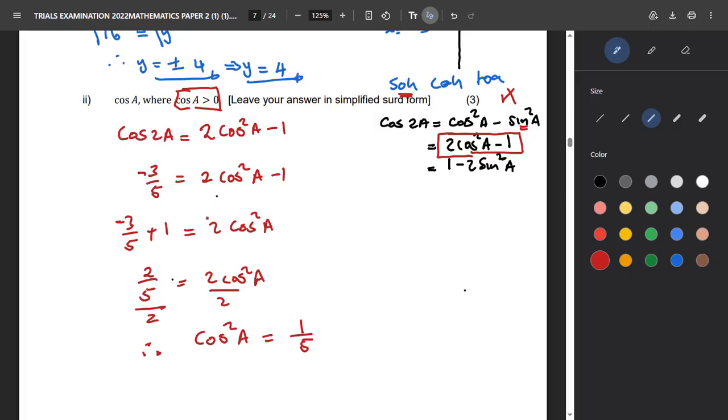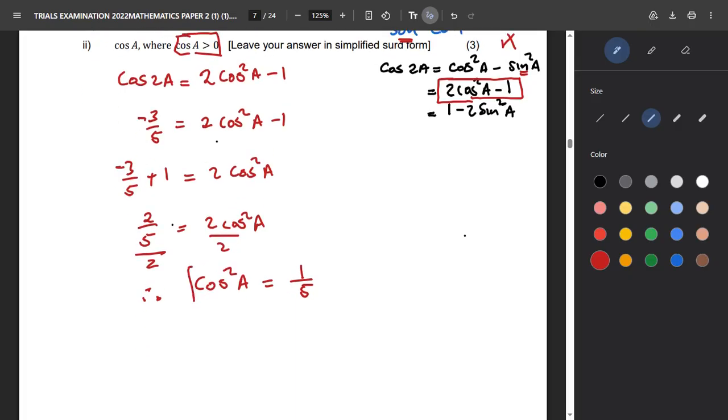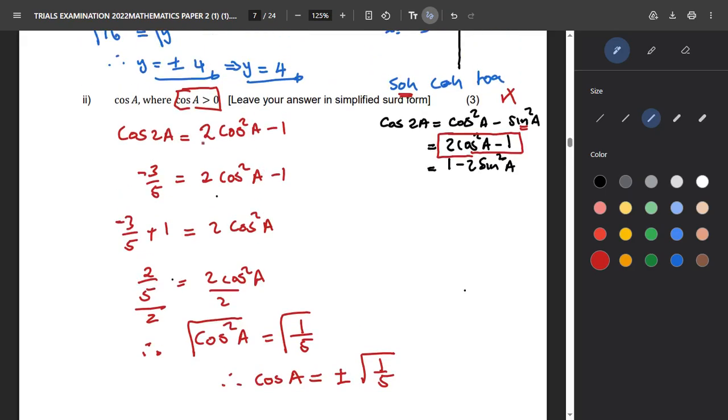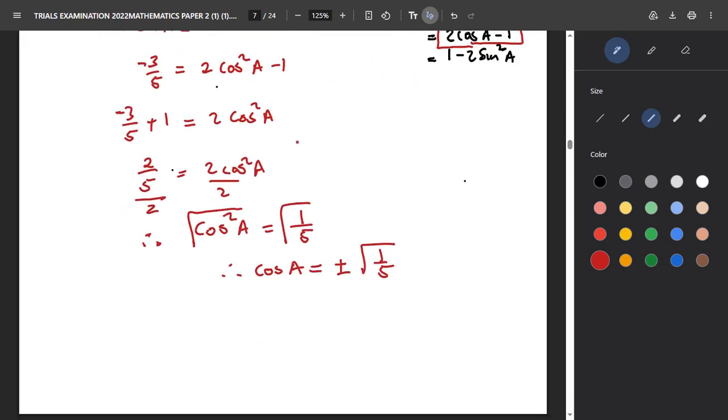So I'm looking for cos a, then I'm going to take the square root of both sides. Then this leaves me with cos a being plus or minus the root of 1 over 5. But the condition set says cos a must be greater than 0, and greater than 0 means positive. Then that's when you conclude and say your cos a is positive, the root of 1 over 5. Then that's your final answer.